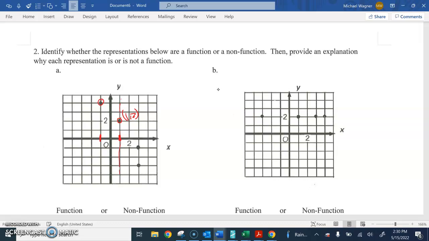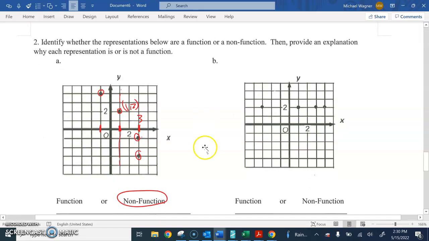Nope. But if you look at this one, hey, wait a minute. There's 2 points when x is equal to 3. 3, -1. Y would be -1 there, -3. That means that it violates the condition for being a function. So it is a non-function, and that's how you can tell.